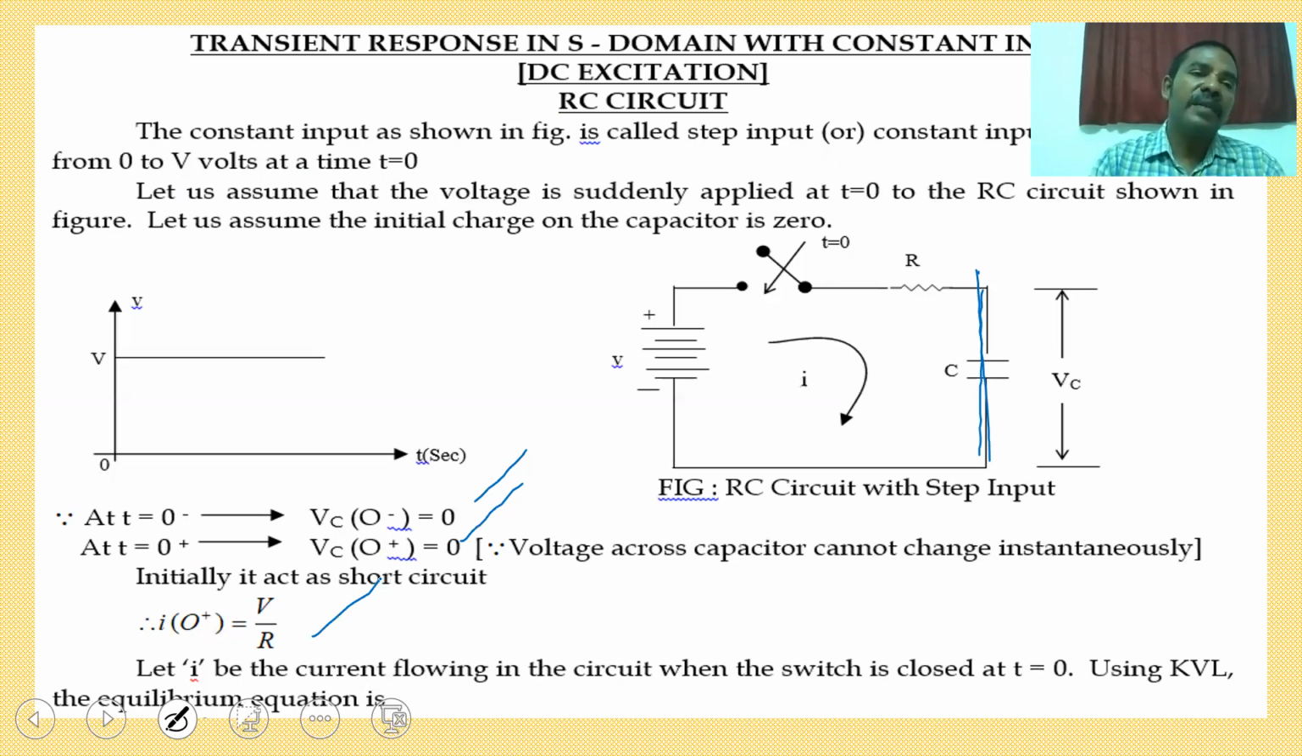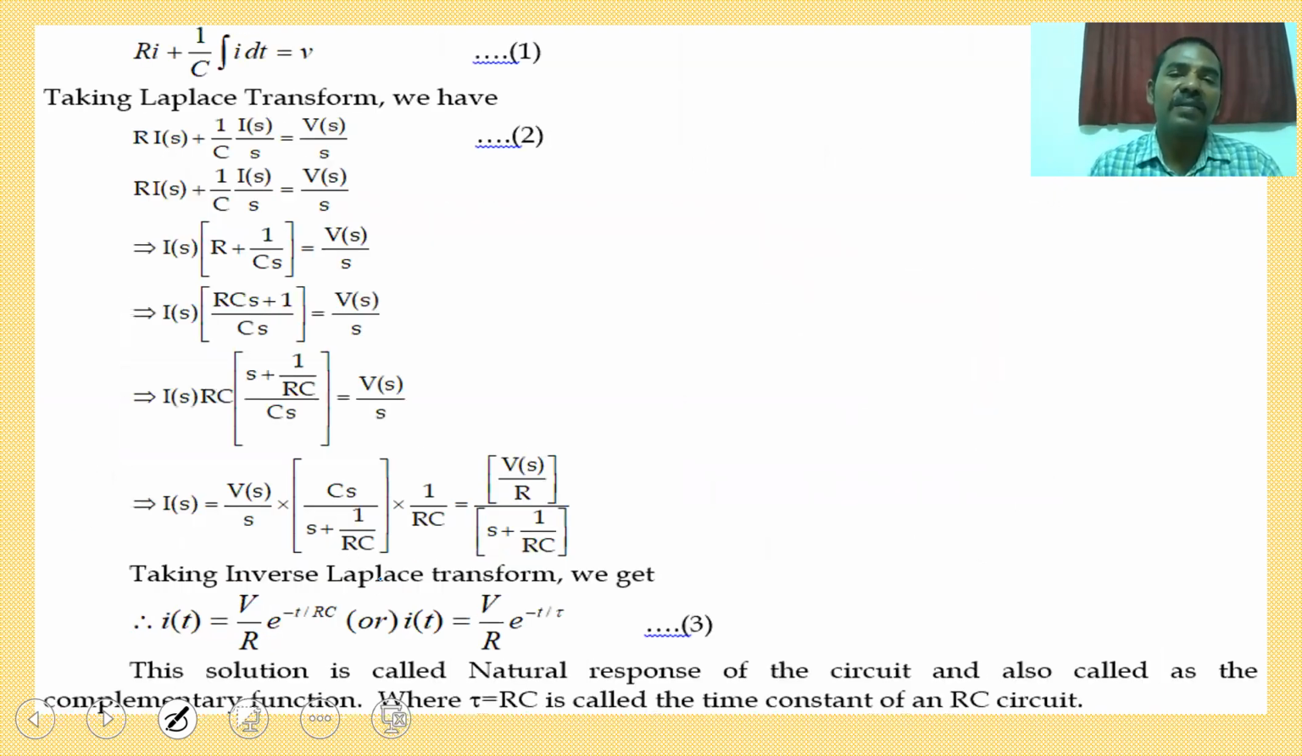Coming to the basic equation: voltage drop across the resistor R into i, plus voltage drop across the capacitor 1 by C integral i dt, is equal to V. Now taking the Laplace transform of equation 1: R into I of S plus 1 by C into S, I of S, is equal to V of S by S. So remember, it is a step response.